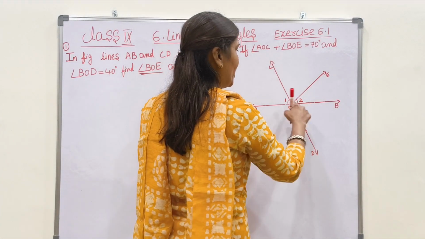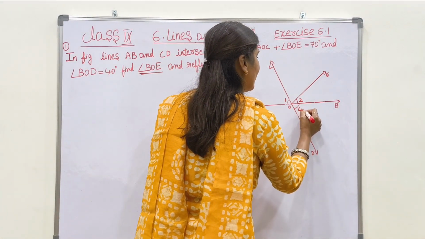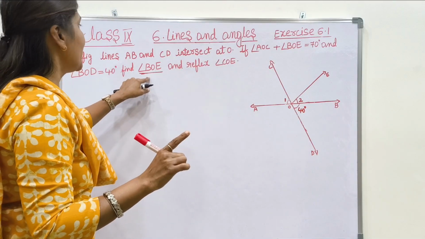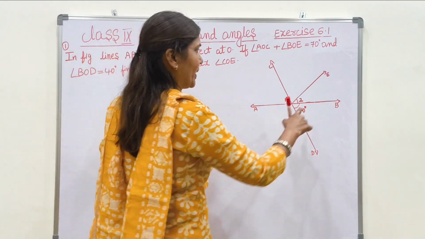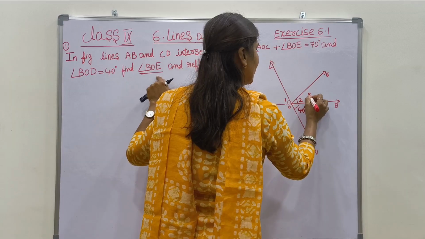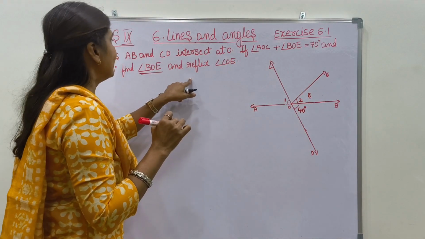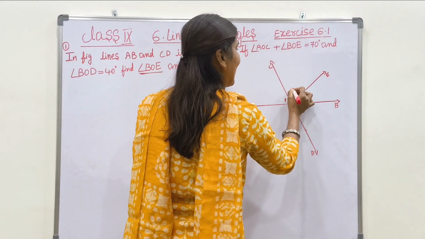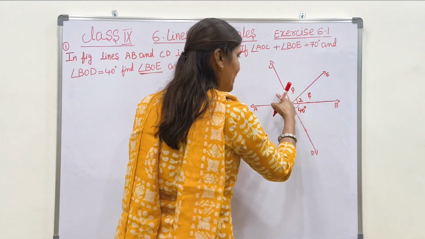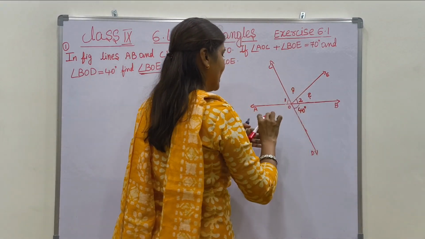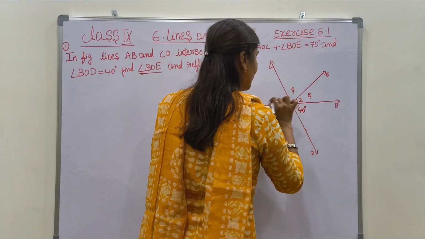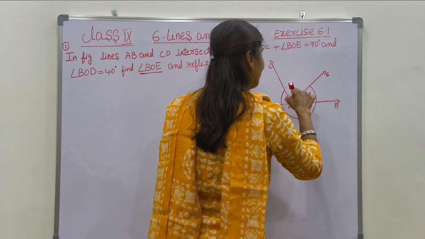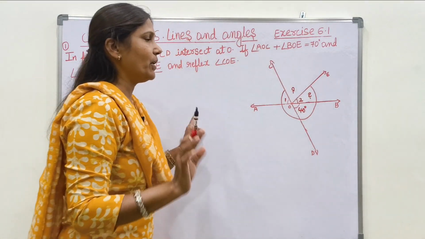Where is BOD? See, BOD. This is how much degree? 40 degrees is given in the question. Next, we will find what? BOE. We have to find BOE. This angle we will find. And the reflex of COE. This angle's reflex we have to find. Reflex means that angle the full way back. See here. Reflex means here to here, like this. Here to here. This one is the reflex of COE we have to find.